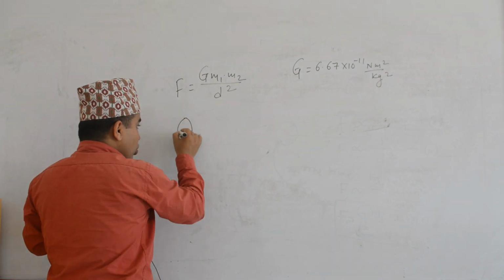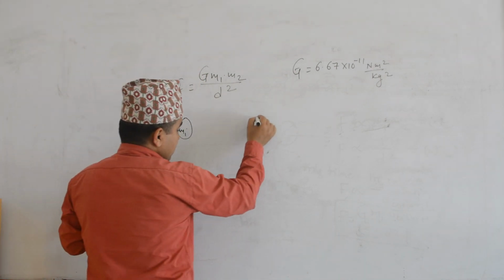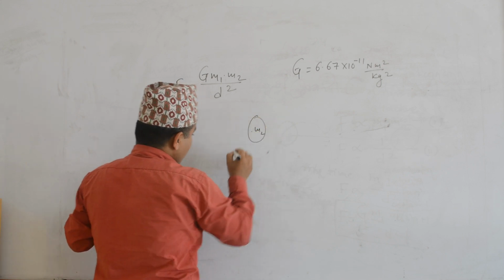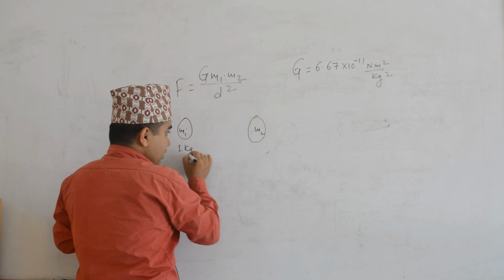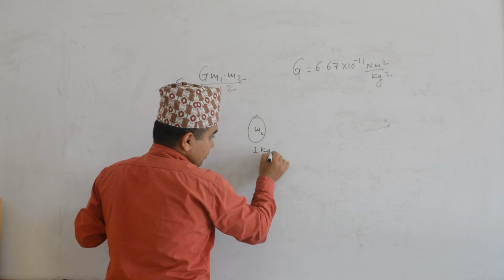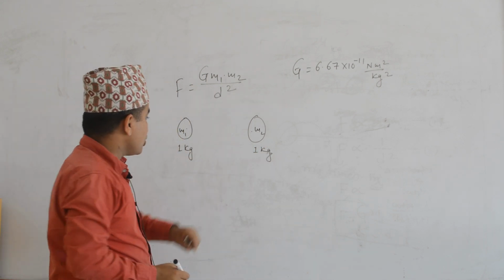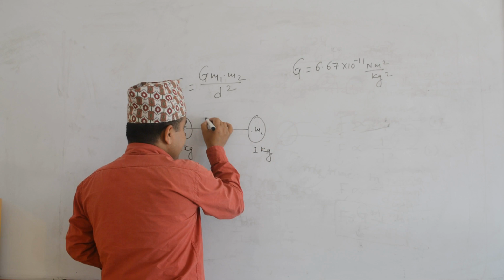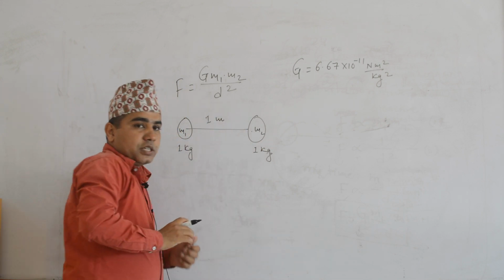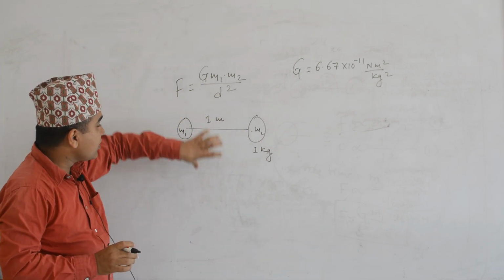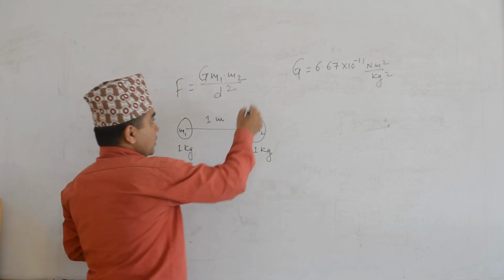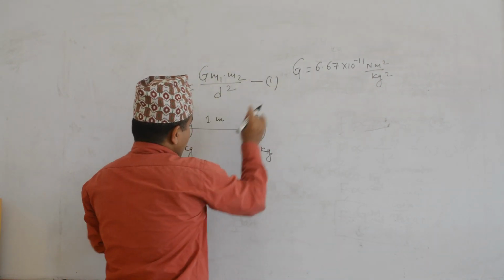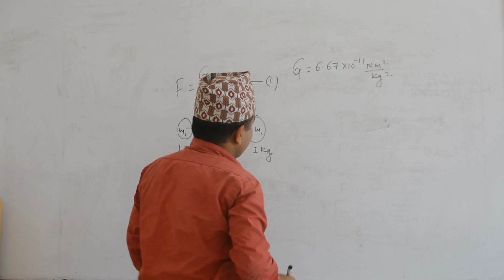Let us take two bodies. This is M1, this is M2. Suppose M1 is 1 kg and M2 is also 1 kg, and suppose the distance between them is 1 meter. Now I am going to plug these numbers into this equation, which is equation 1 for the time being. So when I plug in all these values, what will I get?